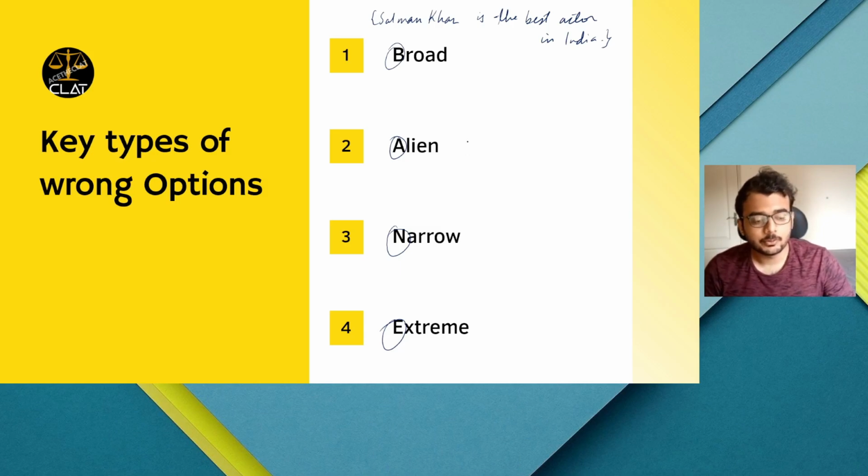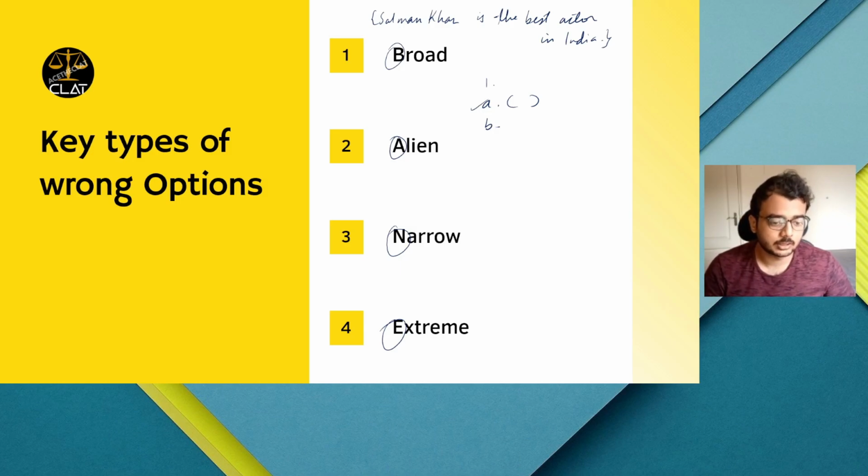If I was a question setter, I would have asked, what can you infer from this statement? One option would be something very similar or exactly the same as "Salman Khan is the best actor in the world." This option would have been correct.